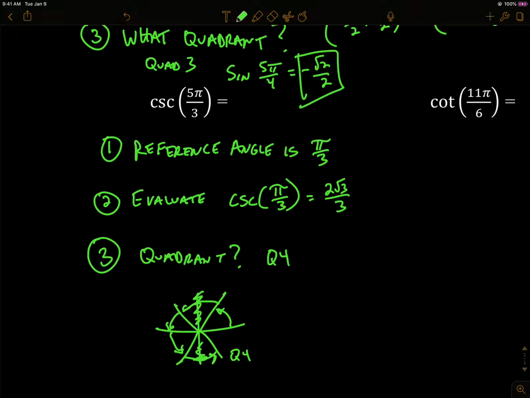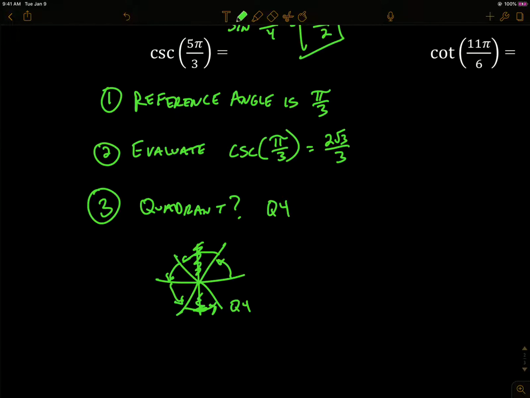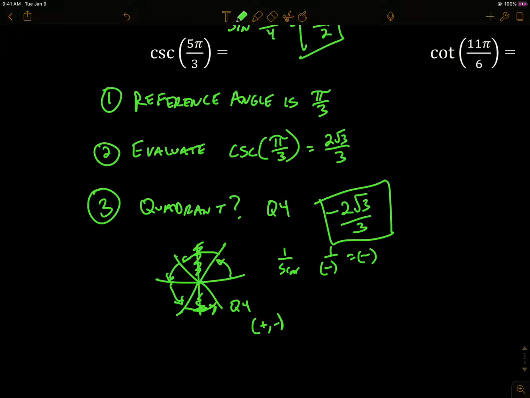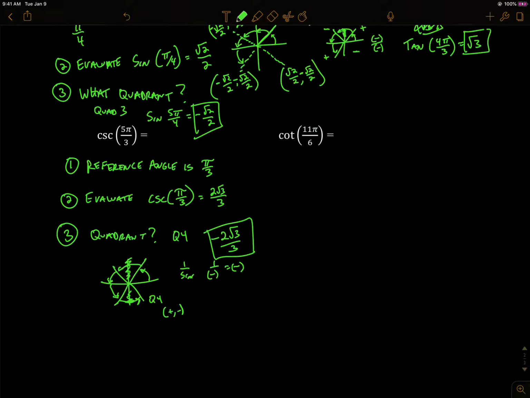And cosecant is the reciprocal of sine. So it's going to be like 1 over sine. And if sine in quadrant 4 is negative, so I have 1 over a negative number, it's going to be a negative number. So it's going to be negative 2 root 3 over 3. That's because sine is negative in quadrant 4, and cosecant is the reciprocal of sine, so it's also negative.